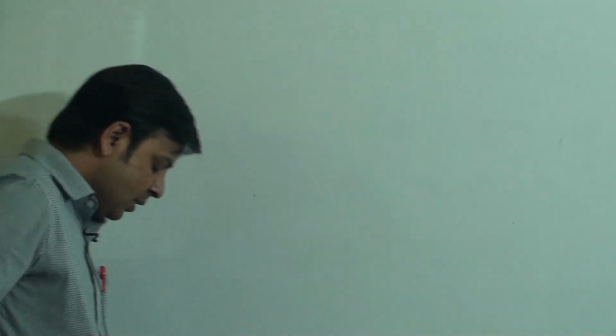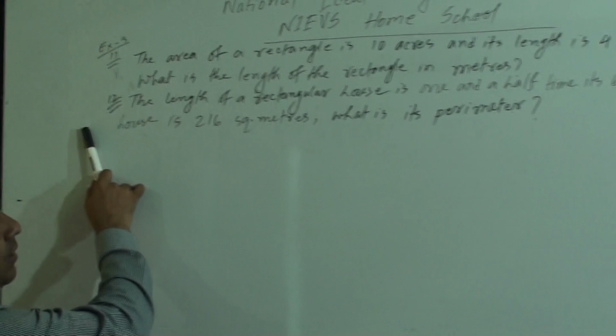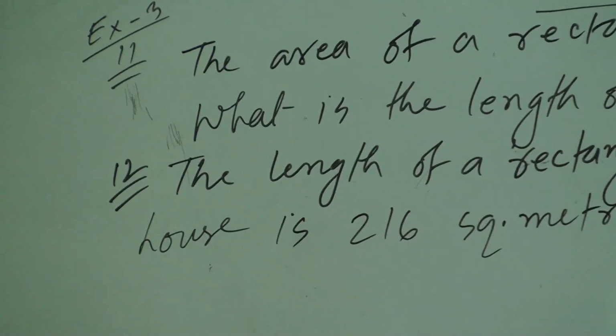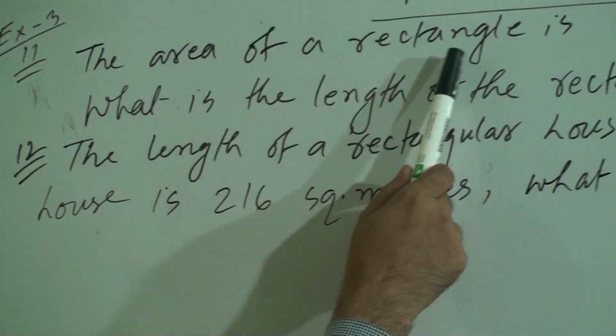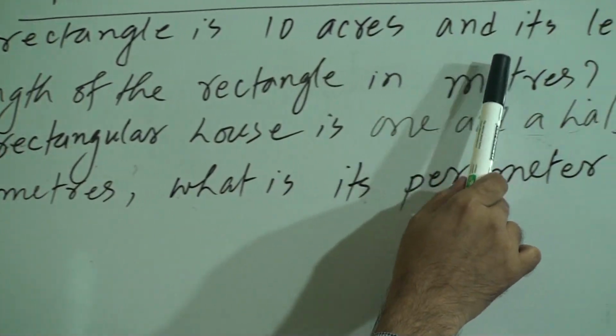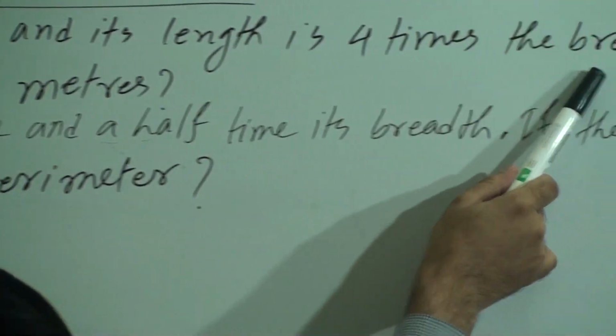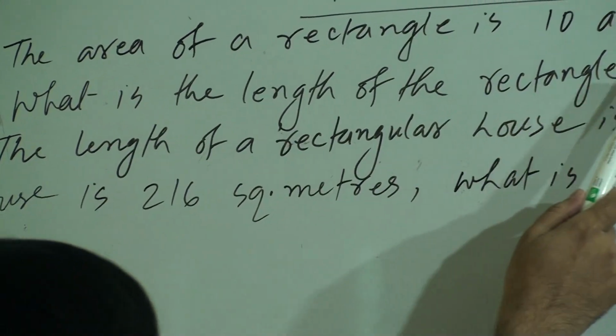Now I will solve 2 questions from this chapter. Dear students, I have written 2 questions on the board. Now you can see the questions. I have written question 11 from exercise 3 and question 12. At first I will solve question 11. Okay, now see question 11. The area of a rectangle is 10 acres and its length is 4 times the breadth. What is the length of the rectangle in meters?